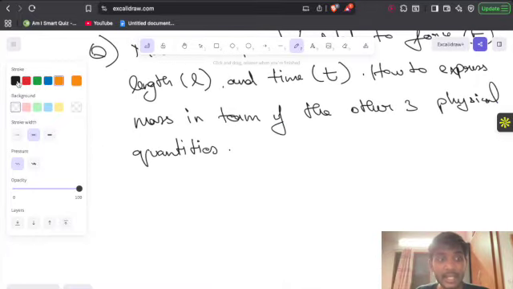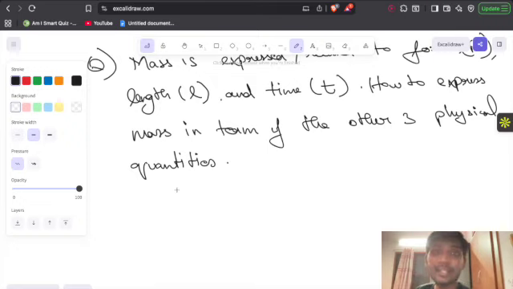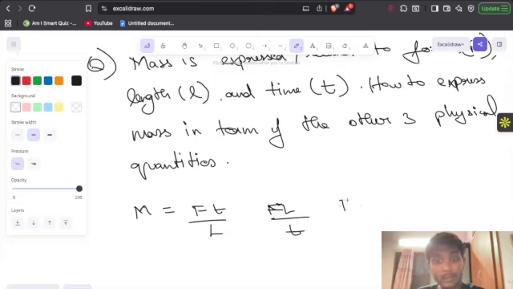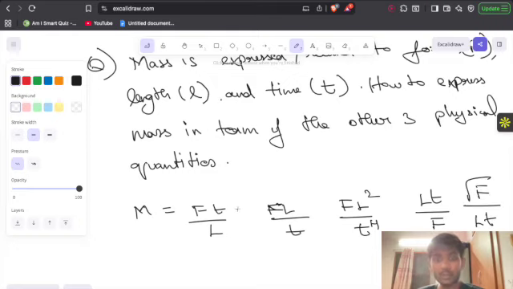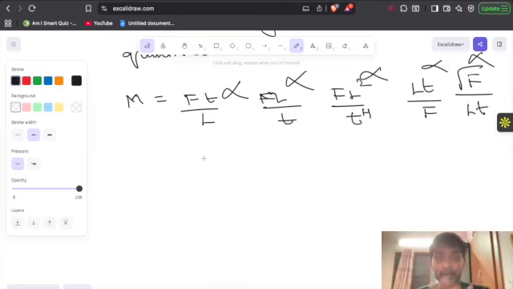So here they are asking you to express mass in terms of force, length, and time. So that could be something like Ft by L or Fl by T. It could be L square by T power 4, or it could be Lt by F. It could be root of F by Lt. So it could be any of these, but all these are not right. There is one relation that is exactly perfect, and that is what we will be deriving, and we will be seeing how to derive. So we have mass.